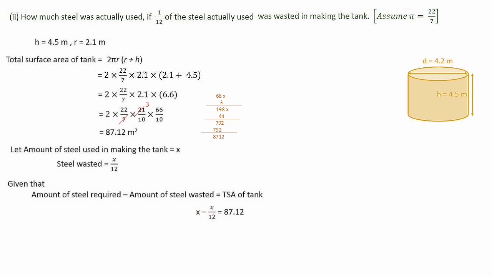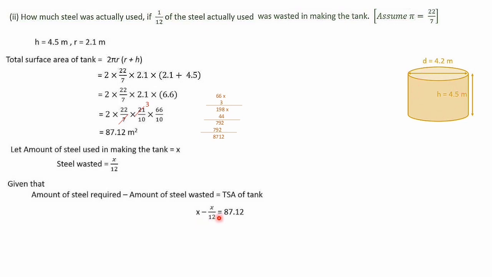When we subtract these two, it should be equal to the total surface area of the tank, that is 87.12. Once again, it is from the given statement we are writing. Some quantity is actually required, and some we have wasted. Wasted means it is of no use. So minus that wasted amount will be equal to the actual quantity, and the actual quantity is equal to the total surface area of the tank, which we have already calculated, 87.12.